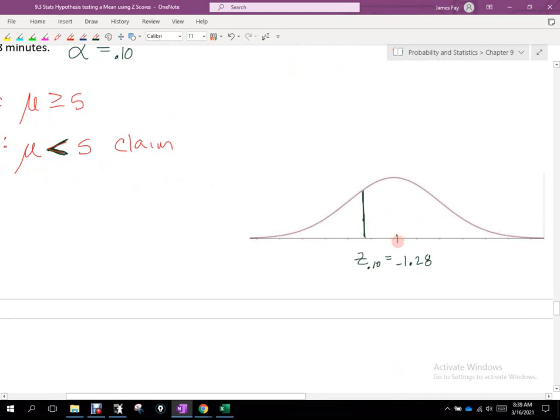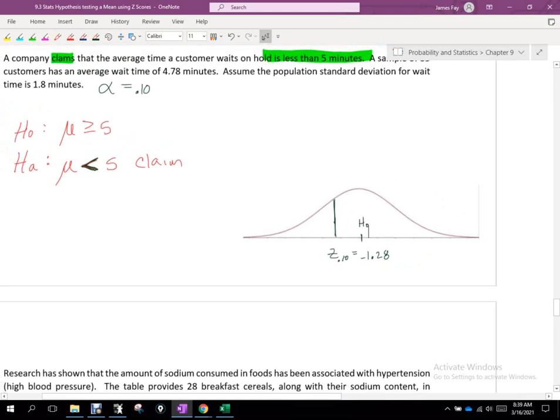And remember also that our null hypothesis should always be the mean here. That's the hypothesized mean. So anything beyond this threshold to the left would lead us to a rejection of the null hypothesis. That area there is the rejection region.